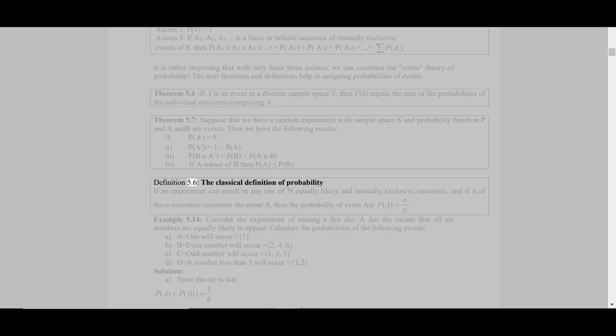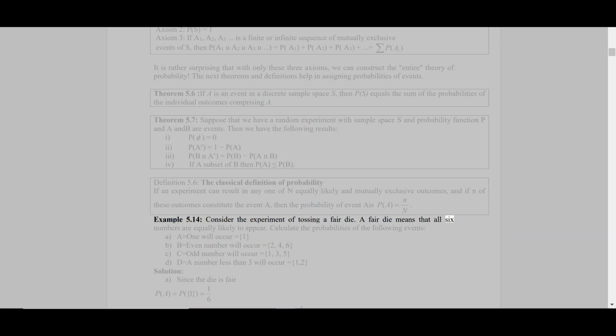Definition 5.6, the classical definition of probability: if an experiment can result in any one of n equally likely and mutually exclusive outcomes, and if m of these outcomes constitute the event A, then the probability of event A is P(A) equals m over n. Example 5.14, consider the experiment of tossing a fair die.